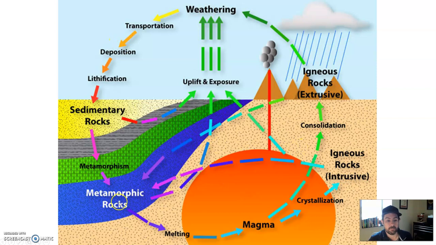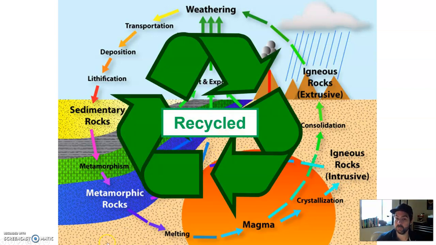But again, it can go any which way. We can start at metamorphic rocks and go to sedimentary rocks, which make more sedimentary rocks, which can go straight to igneous rocks, which can be converted to metamorphic rocks. So Earth is the great recycler. All rocks are recycled from one thing to the next.